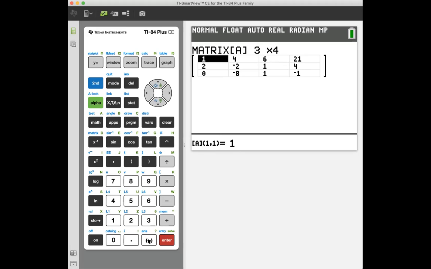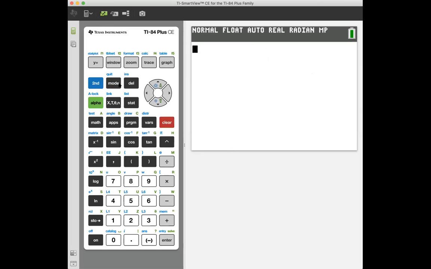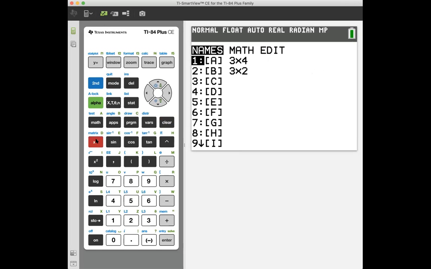Next, what we want to do is simplify this matrix. We want to solve the matrix. So, and this is the step that we often forget, we need to leave the matrix. Okay, to do that, we're going to quit. Second, quit. Okay, I'm going to clear the screen here so that we have a fresh screen. And what we want to do is calculate with our matrix. So we're going to go back into the matrix menu.